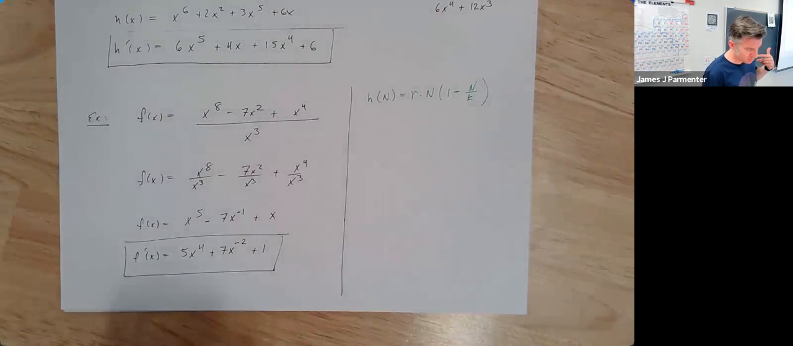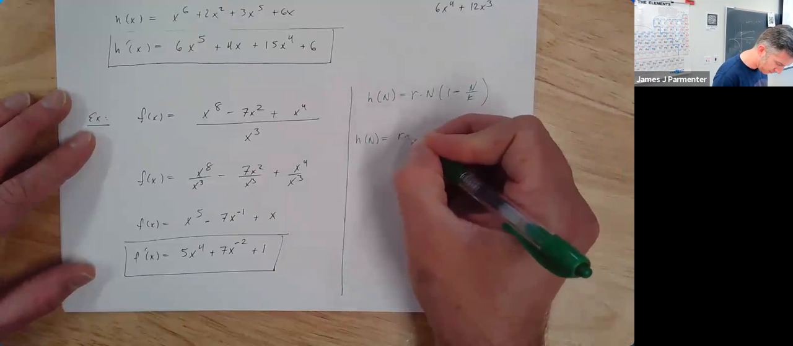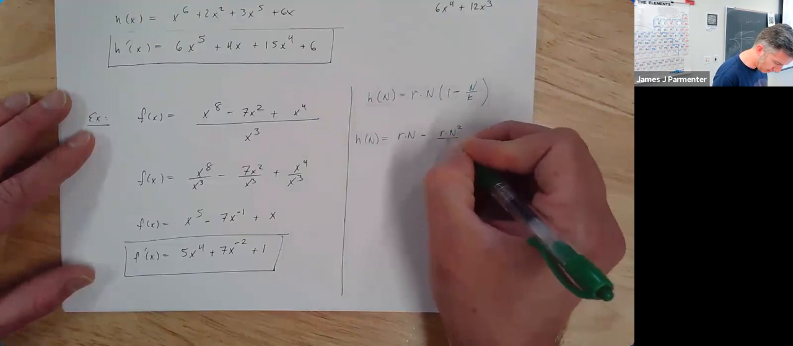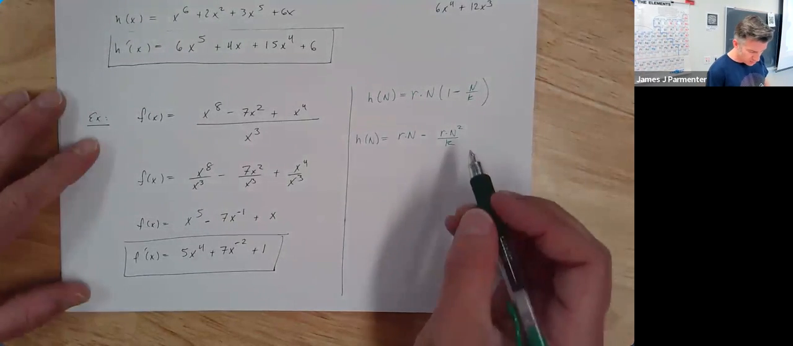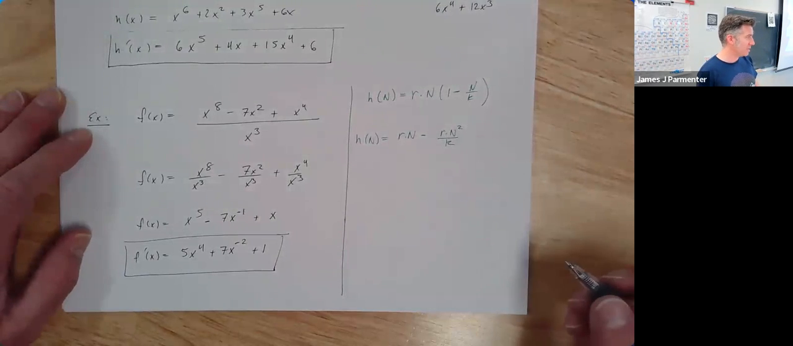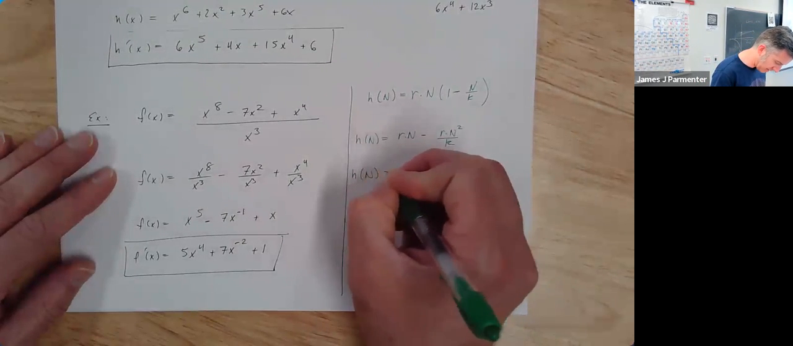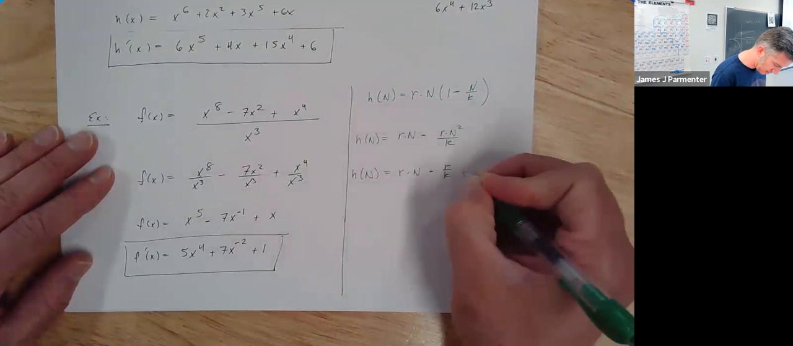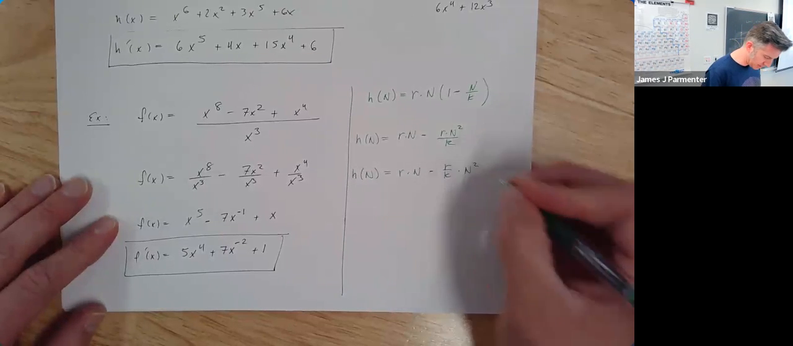So before I differentiate this, I'm going to multiply it out. So I'm going to write this as h of n equal to rn minus rn times n over k, so r times n squared over k. Actually, I'm going to try to make my life even a little bit easier. If you're multiplying or dividing by a constant, it's really nice to put that out in front. So I would rewrite this as h of n equal to r times n minus r over k times n squared. Now I can see the constant multiples, they're easier to deal with.